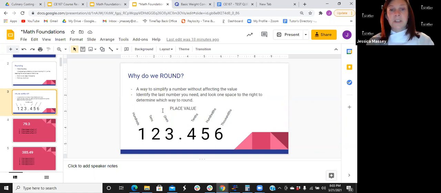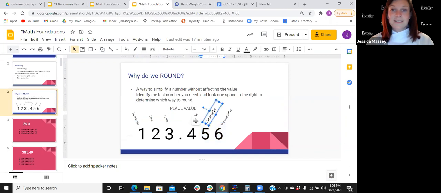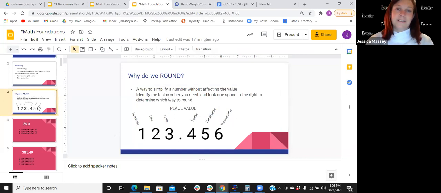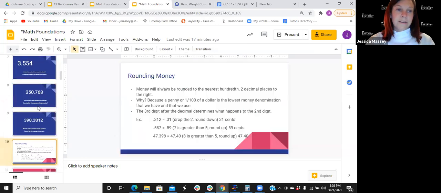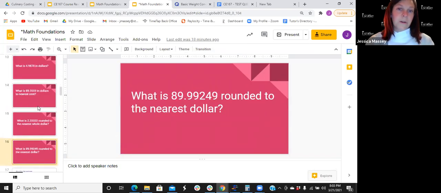Knowing your number placement's huge. You can't round to the nearest hundredth if you don't know where your hundredth spot is. Your hundredths is the same as your cents. I know you'll see that a lot, round to the nearest cent. Again, I'm just going to skim over that really quickly.